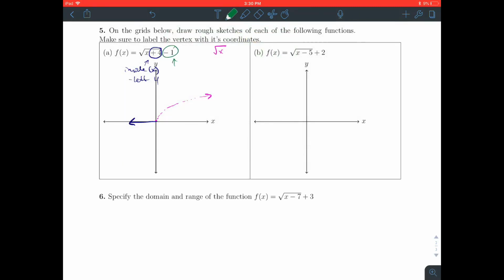We have an outside transformation, so we'll go up. Oh, not up, right? It's negative 1.